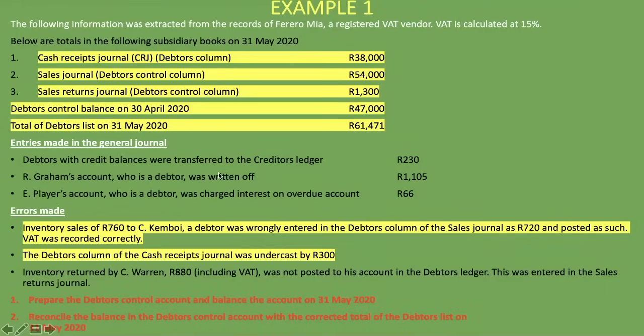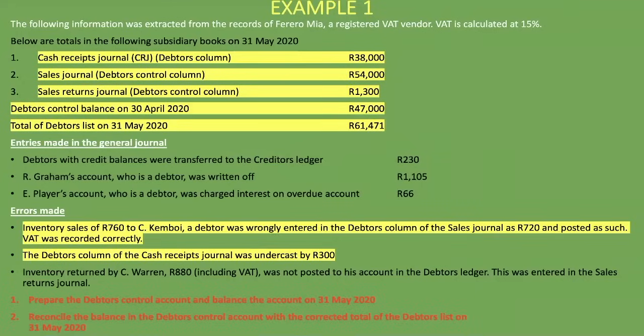So we are told here, debtors with credit balances were transferred to the creditor's ledger. So what happened here? If it had a credit balance, it was reducing our debtors control. So what does it mean? Since we are moving into the creditor's ledger, we need to reinstate the 230 rand in our debtors control. So when you see a note like this, debtors with credit balances were transferred to the creditor's ledger, then you know that you need to add it back to your debtors control account.